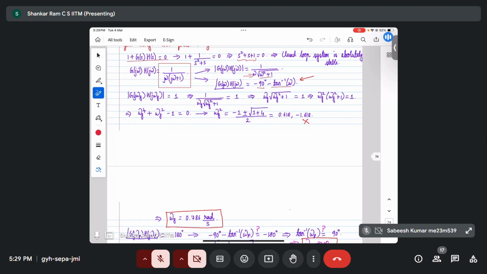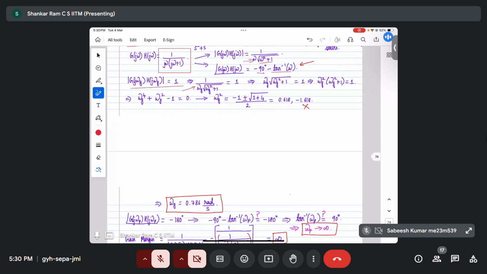Now when we want to calculate the gain crossover frequency, we equate this magnitude to 1, and then we solve for ω_g. Of course, we get a quadratic equation in ω_g squared, and we solve for ω_g squared first. We get two values, 0.618 and minus 1.618. Why have I crossed out minus 1.618? What do you think is the reason?